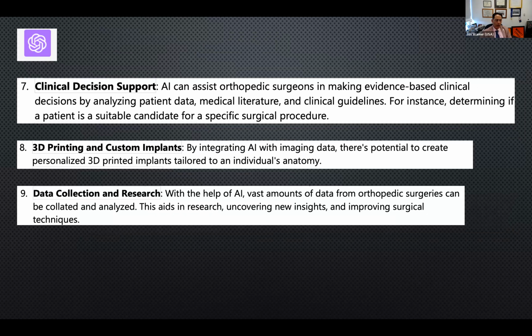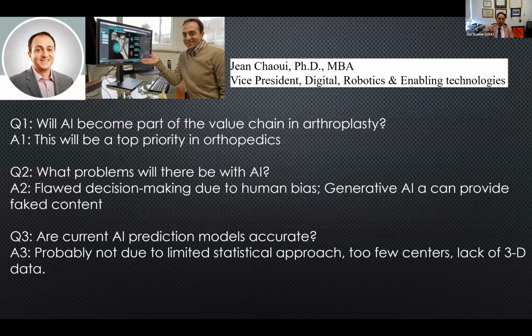Clinical decision support we've talked about, 3D printing and custom implants, I'll show you an example, and data collection and research, which can help us with these processes. Now, Jean Chui is a guy that most of you probably don't know. He is the Vice President of Digital Robotics and Enabling Technologies at Stryker. And the reason I know him is because we worked together in a company that was acquired by Stryker.